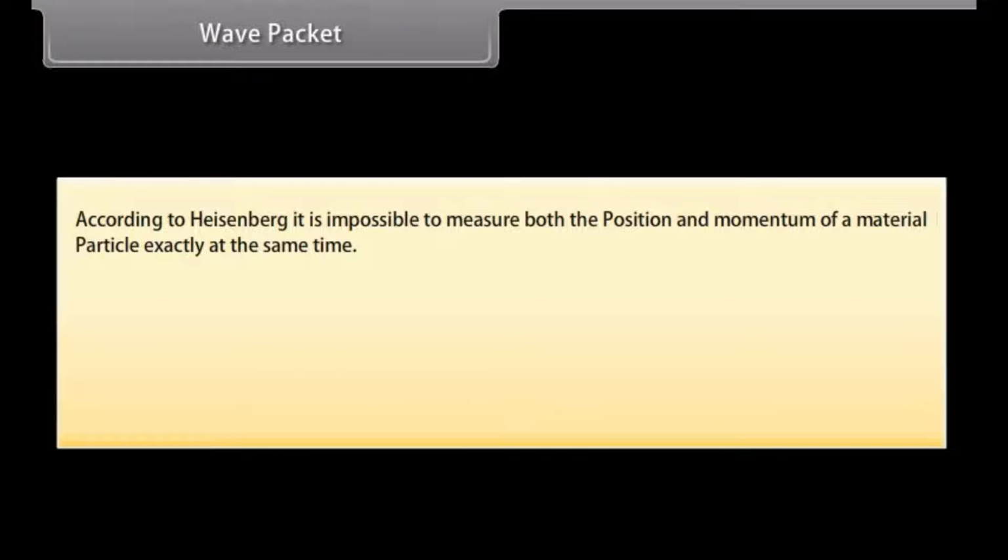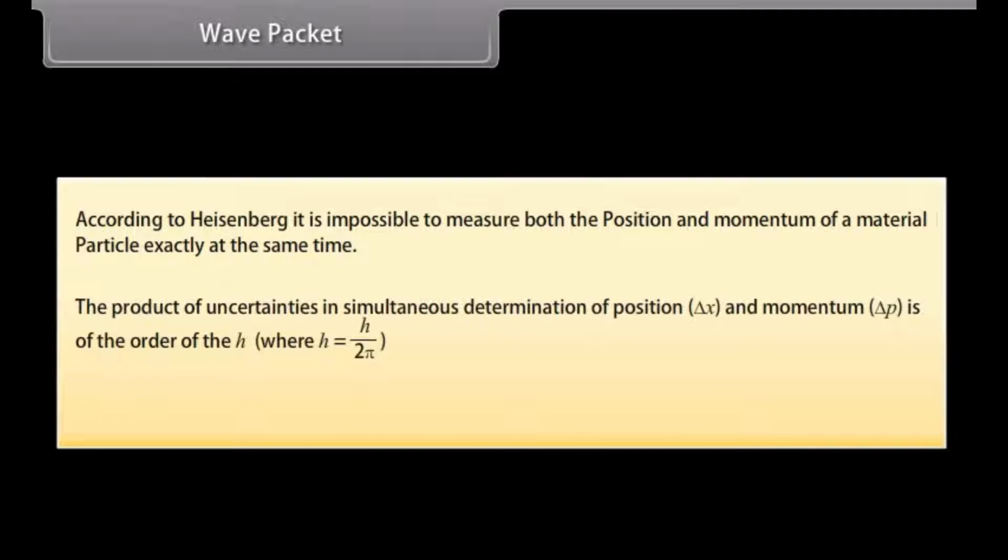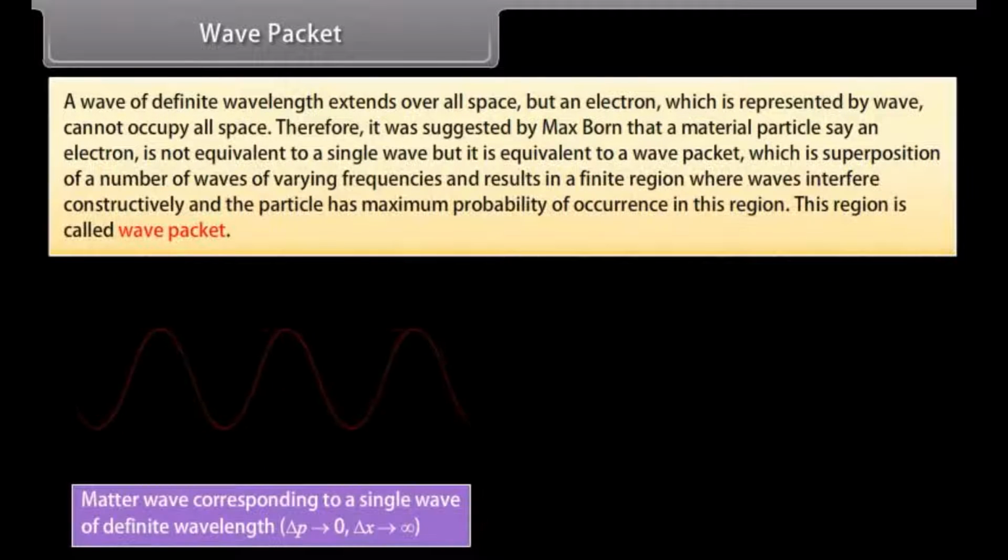Wave packet. According to Heisenberg, it is impossible to measure both the position and momentum of a material particle exactly at the same time. The product of uncertainties in simultaneous determination of position delta x and momentum delta p is of the order of h cap, where h cap equals h by 2 pi: delta x into delta p is approximately h cap. A wave of definite wavelength extends over all space, but an electron, which is represented by a wave, cannot occupy all space.